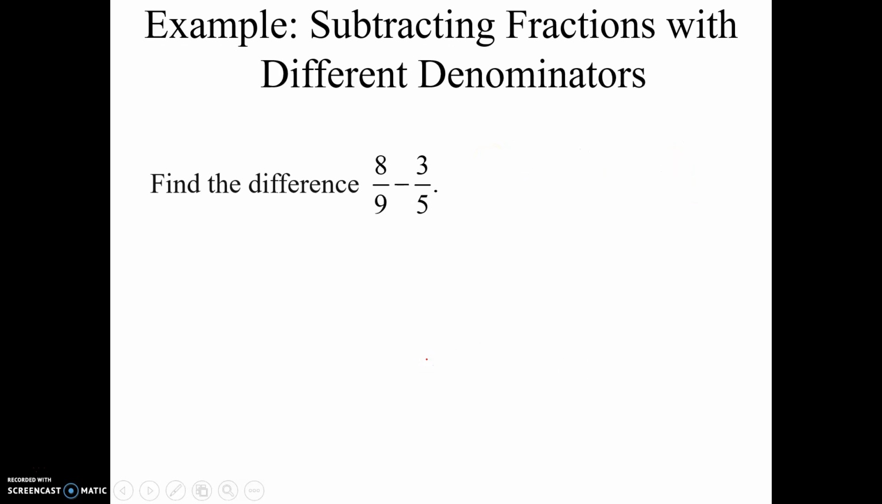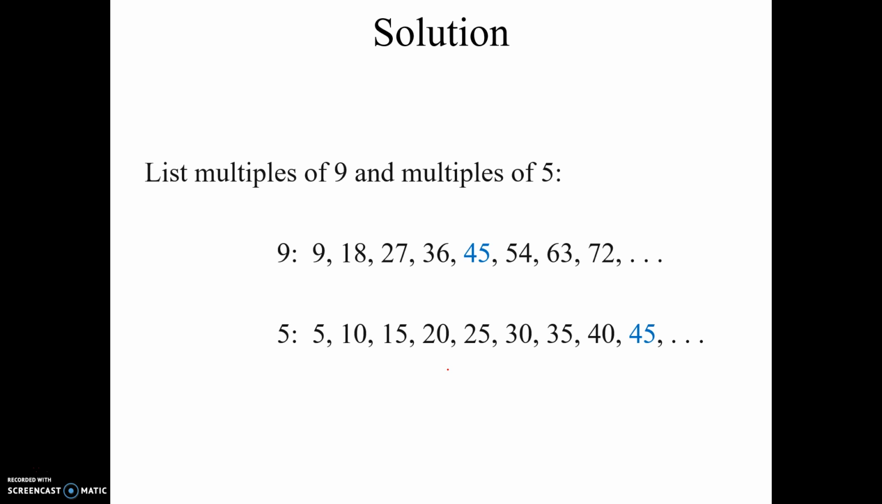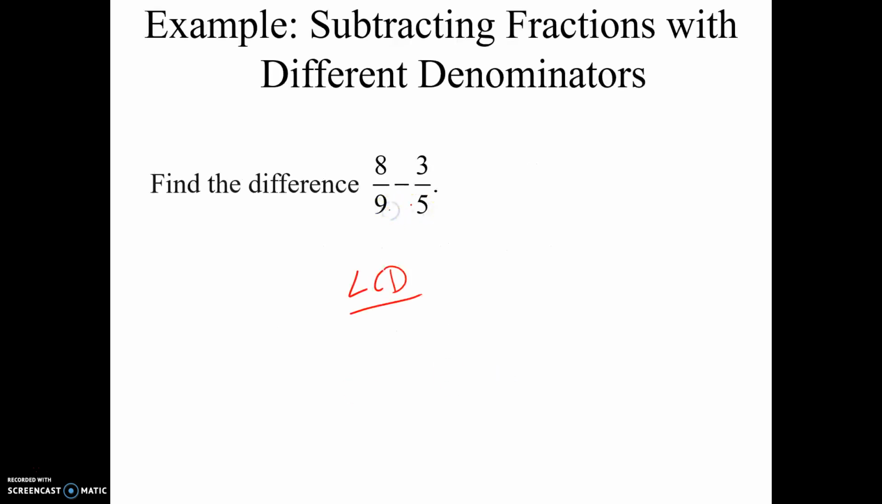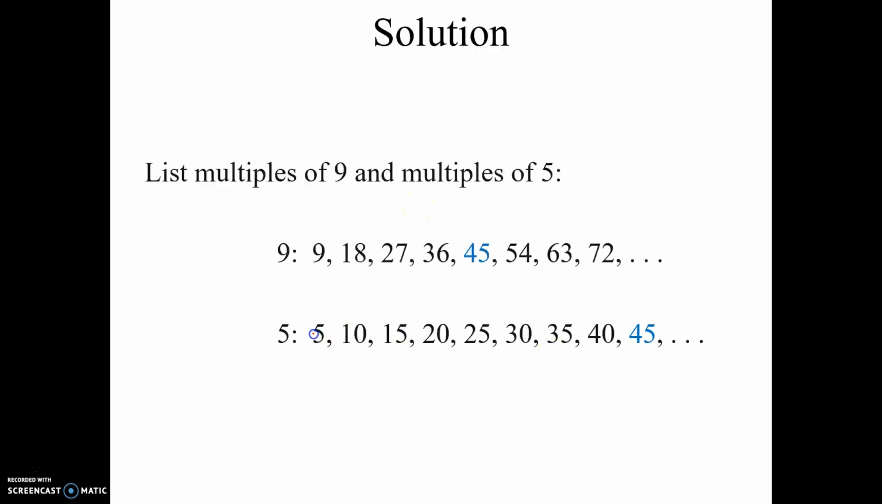What happens if we don't have the same denominator? We got to first find out what is the LCD. Well, our denominators are 9 and 5. Between 9 and 5, if we list all the multiples of 9 and all the multiples of 5, the least common denominator is going to be 45. That's the first number they both have in common that they can both go into.